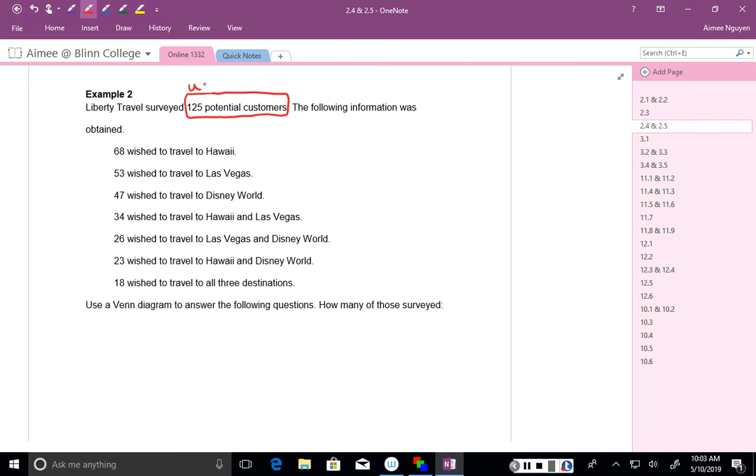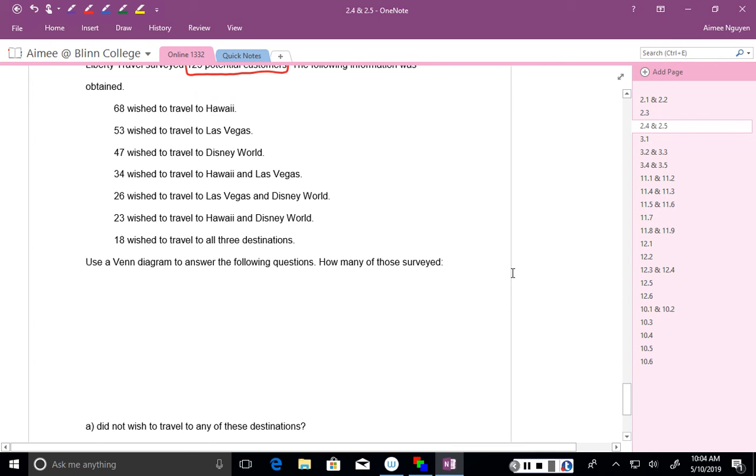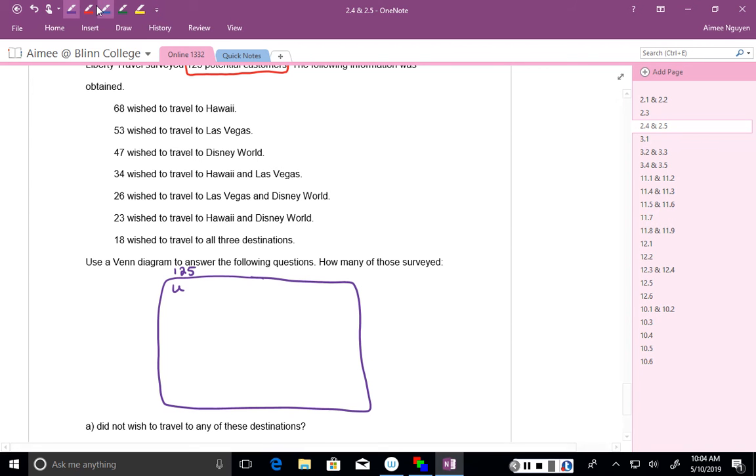So, first things first, make our Venn diagram, right? So I know there's a total of 125 people in my box. So there's my universe. I know there's a total of 125 people in there. My circles.